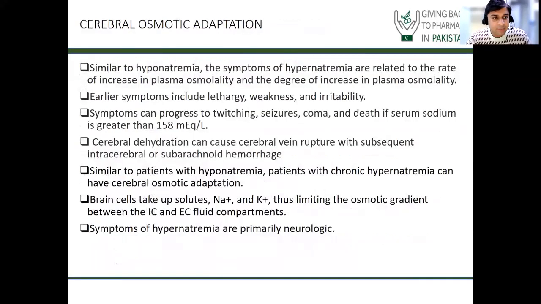So what happens? At some point, the brain has very executive functions. The brain cells start to adapt to this high sodium level. They start taking sodium into the cells, which balances the situation between the intracellular and the extracellular compartments. That osmotic adaptation is a natural phenomenon in these patients.